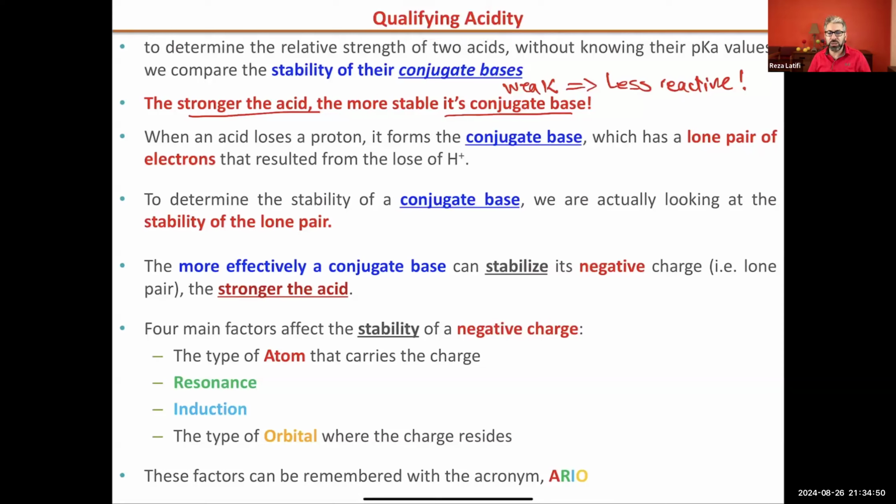And the last thing is the orbitals that are involved. If we have sp hybridization versus sp3, sp is more electronegative than sp3. And that's going to change the stabilization or stability of the negative charge. If I take the first letter of each factor, A, R, I, and O, we come up with ARIO, and I'm going to use this abbreviation from now on to talk technically about whether that conjugate base is stable or not.